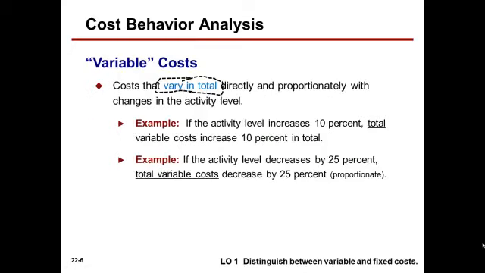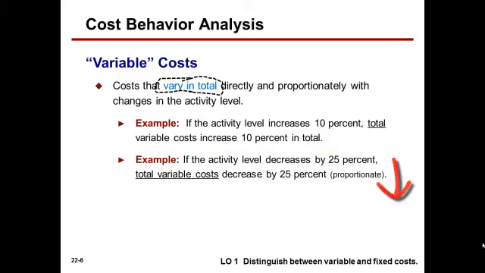Let's define variable costs. They are costs that vary in total, directly and proportionately, with changes in the activity level. For example, if the activity level increases 10%, total variable costs increase 10%. Likewise, if the activity level decreases by 25%, total variable cost will decrease by 25%, a proportionate change.